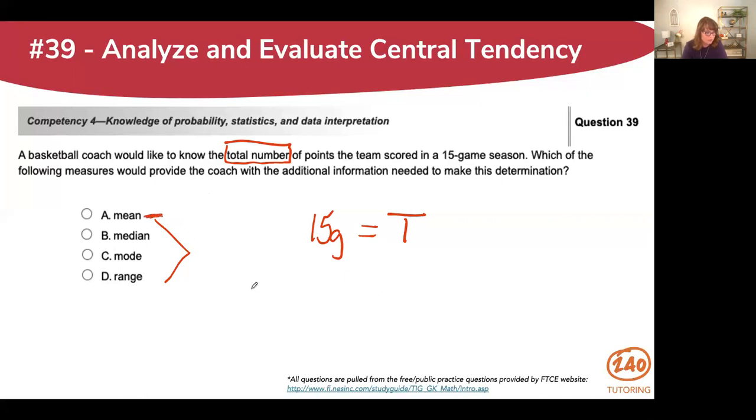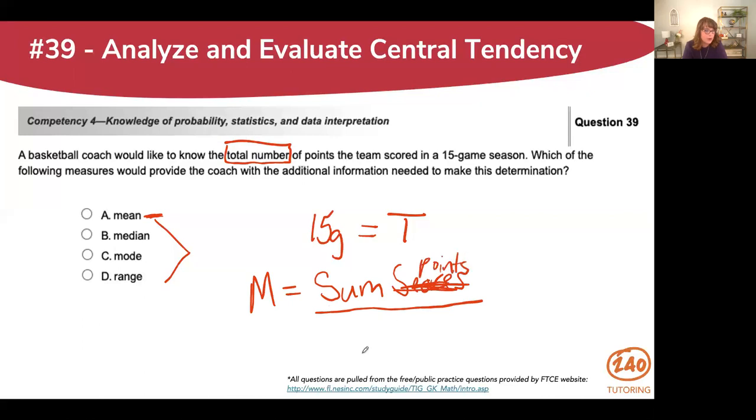So if we were going to find the mean, we would need the sum of all the scores divided by, or the sum of all the points. I should probably write that as points. All right, the sum of all the points divided by the number of games, 15 games.